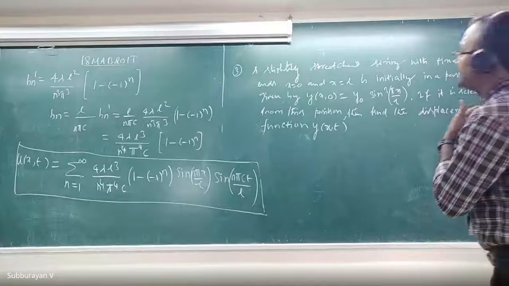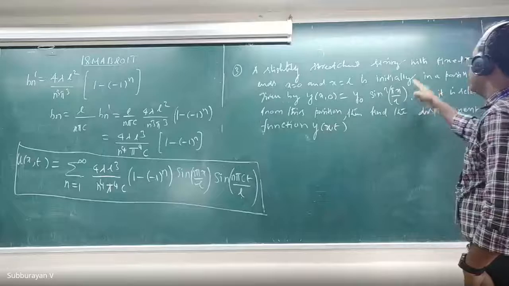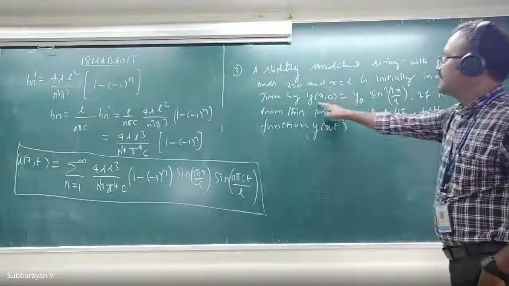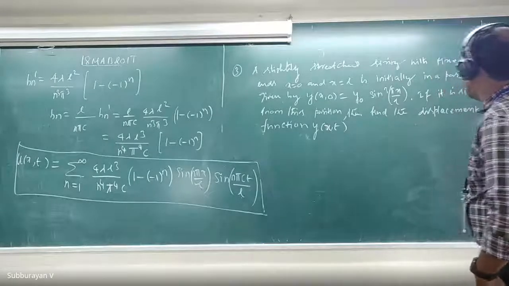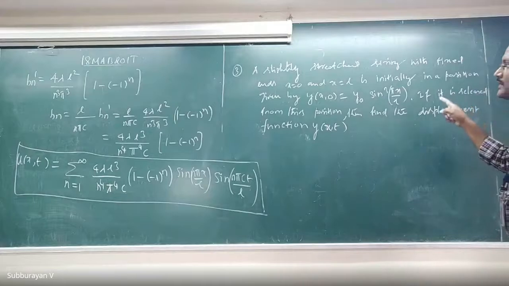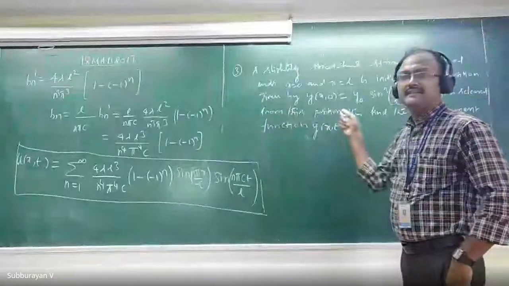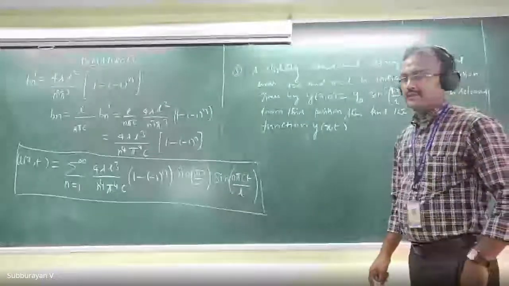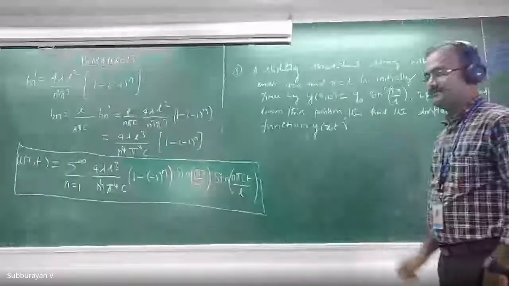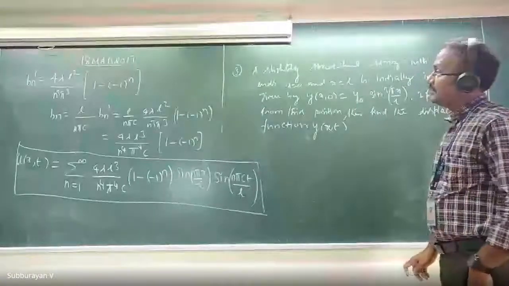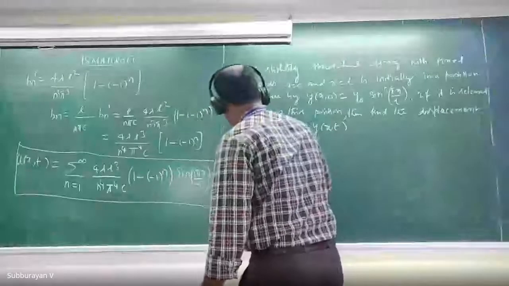What is the statement? A slightly stretched string with fixed ends x equal to 0 and x equal to L is initially in a position given by y of x comma 0, which is equal to some constant y0 into sin cube pi x by L. If it is released from this position, that means initially the string is at rest, then find the displacement function y of x comma t. This is the statement of the problem. Now, the mathematical formulation of the above statement is as follows.